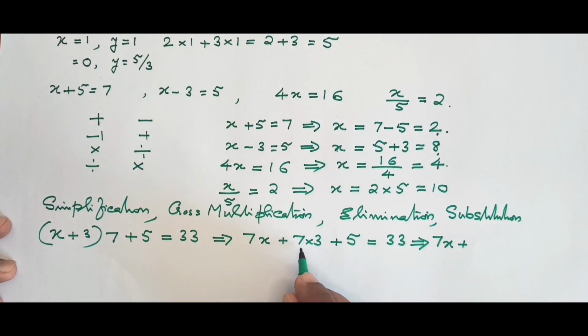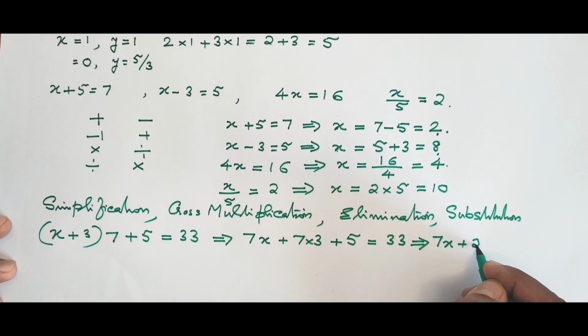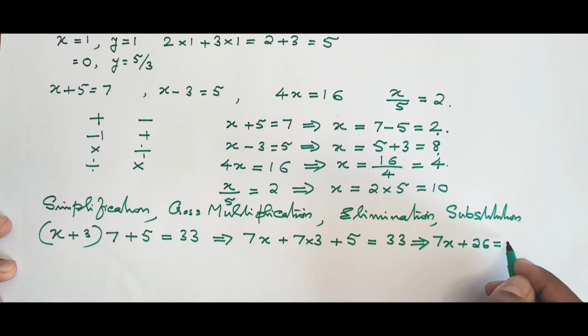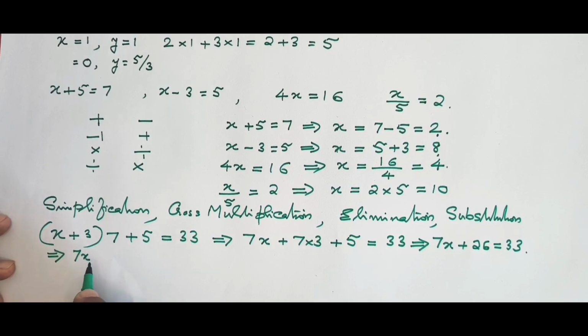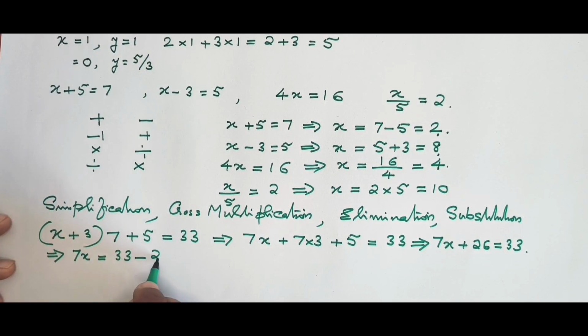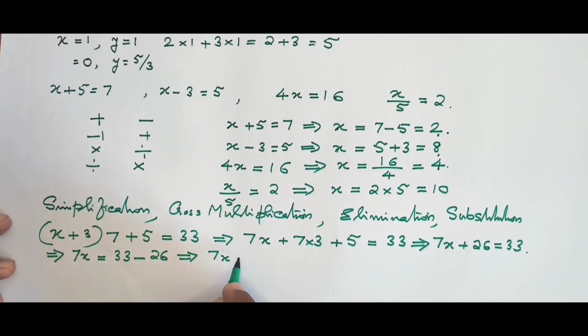7x. 7 multiplied by 3, 21. 21 plus 5, 26. And on the right side, 33. In the next step, what do we do? We will take 26 to the right side. As I discussed before, 26 has plus sign. On the right, it will be minus 26. 7x equals 33 minus 26, 7.